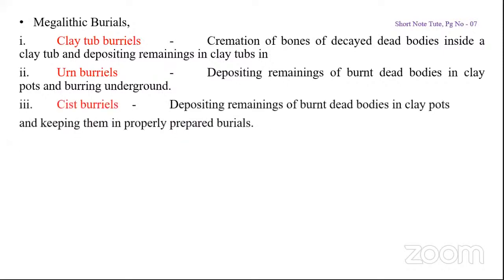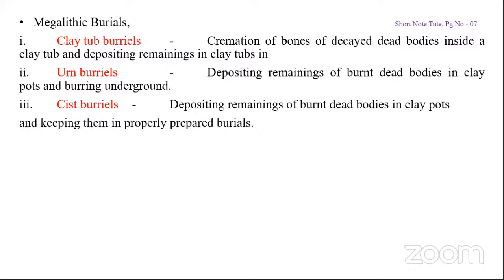The third type is cyst burials. So what is cyst burials? Depositing remainings of burnt dead bodies in clay pots and keeping them in properly prepared burials. Here in cyst burials, they burn the dead body and deposit the remains inside clay pots. After that, these clay pots were deposited not just underground like in urn burials, but in places where the walls had been mounted with stone splinters and covered with stone slabs.